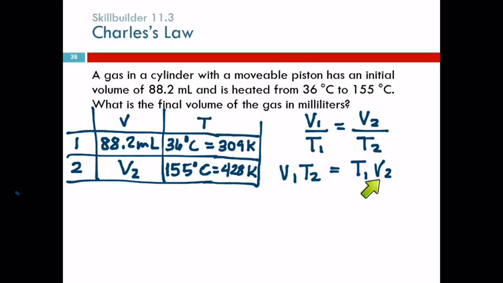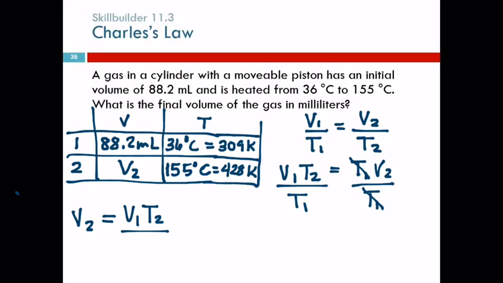Now it's easier to rearrange this. I want V2. I'm going to divide both sides by T1 because I want the T1s to cancel out, and I divide by T1 on the other side. So I've made a very nice messy equation. I'm going to rewrite it. V2 is equal to V1 T2 over T1.